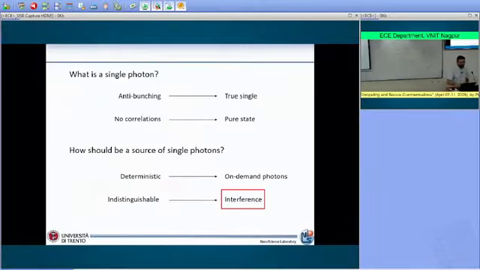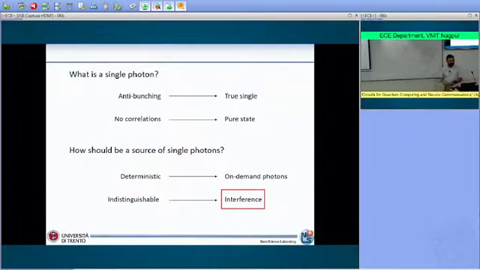And so those are the properties that I'm looking for when I'm developing a single photon source. I'm looking for the photons to be in a pure state, so truly single. I would like to have a deterministic source, and I would like to have photons that are indistinguishable.